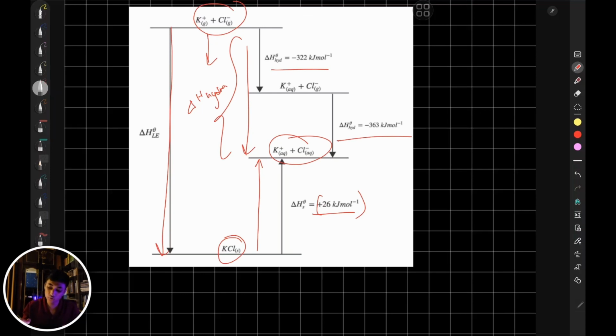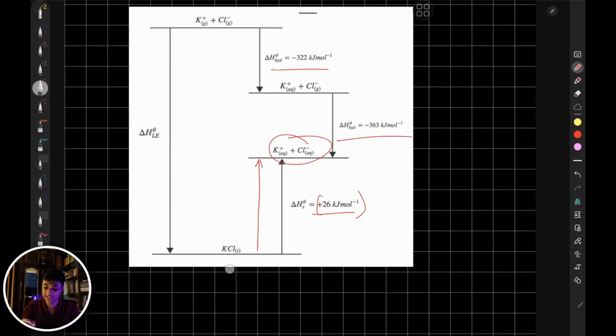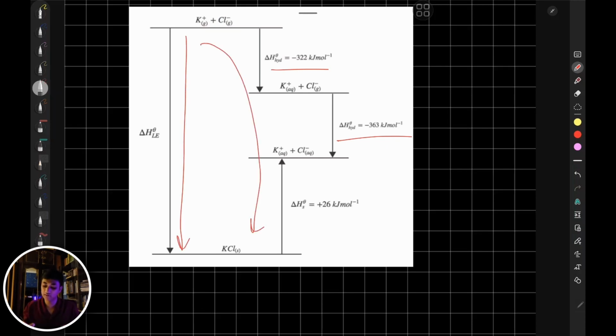So how do you get the direct and indirect route in this case? What you do is, you know, this is the starting point. The direct would be this. The indirect would be this.